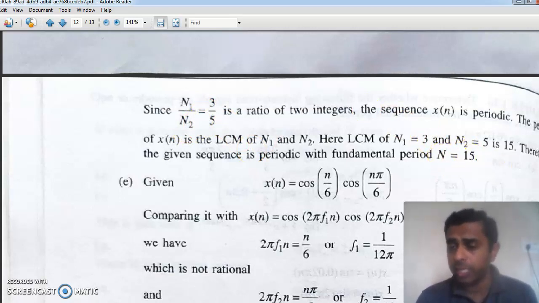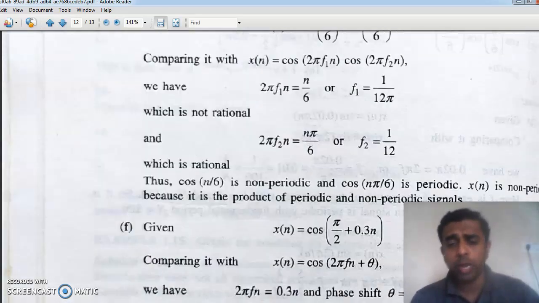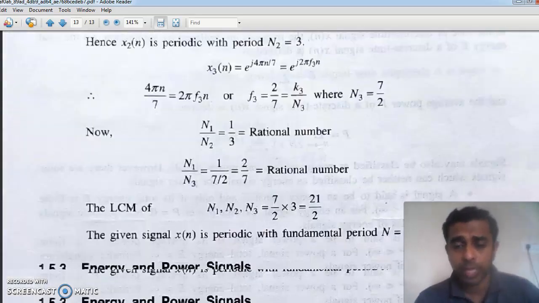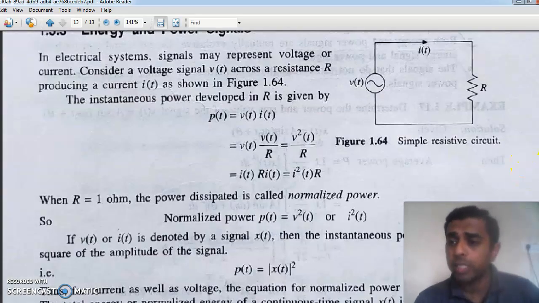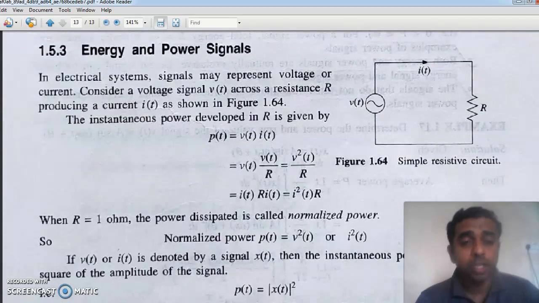Likewise, you can see this one also; there are numerous examples that you can solve. Now we'll go to the next classification, that is the energy and power signals. Of course, many a time you calculate the power of a signal and energy. So instantaneous power for an electrical circuit is nothing but V of t into I of t, or V square of t divided by R, or in terms of current it is I square of t into R.